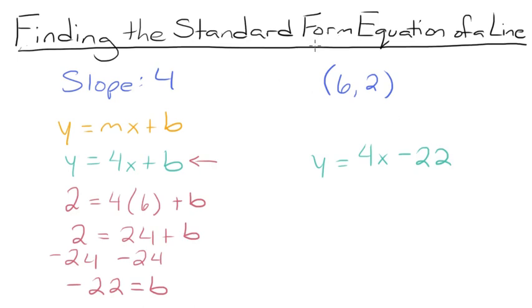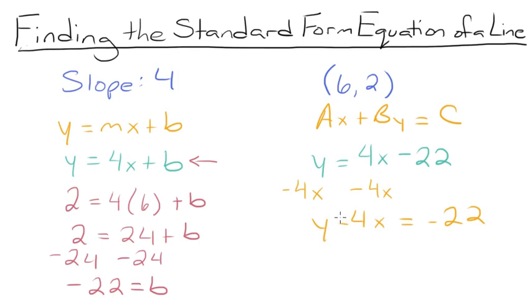So standard form of a linear equation is ax plus by equals c. So we need to rearrange to get our x terms and our y terms on the left side of our equation and our constants on the right side of our equation. So we'll do this by subtracting 4x from both sides of the equation. So if we subtract 4x from both sides, we'll get y minus 4x equals negative 22. From here, we can switch the x and y terms on the left side of the equation by using the commutative property of addition. So we'll get negative 4x plus y equals negative 22.